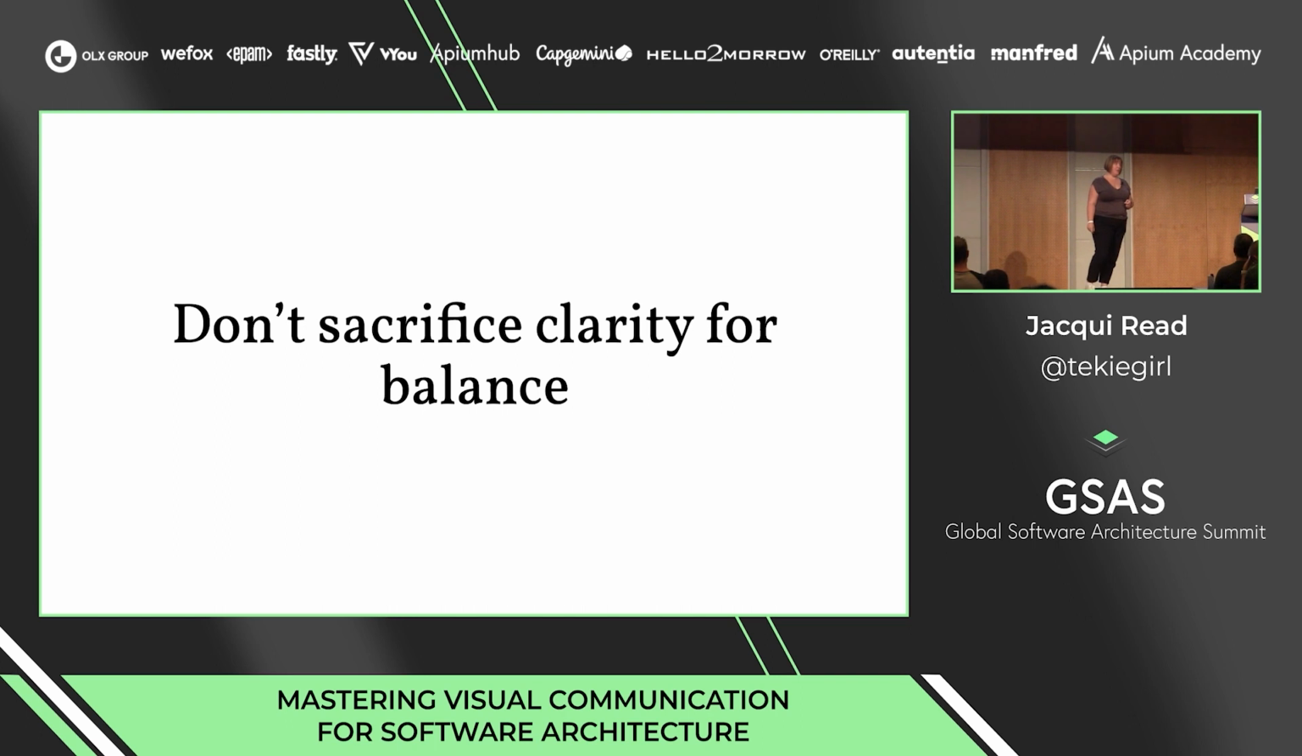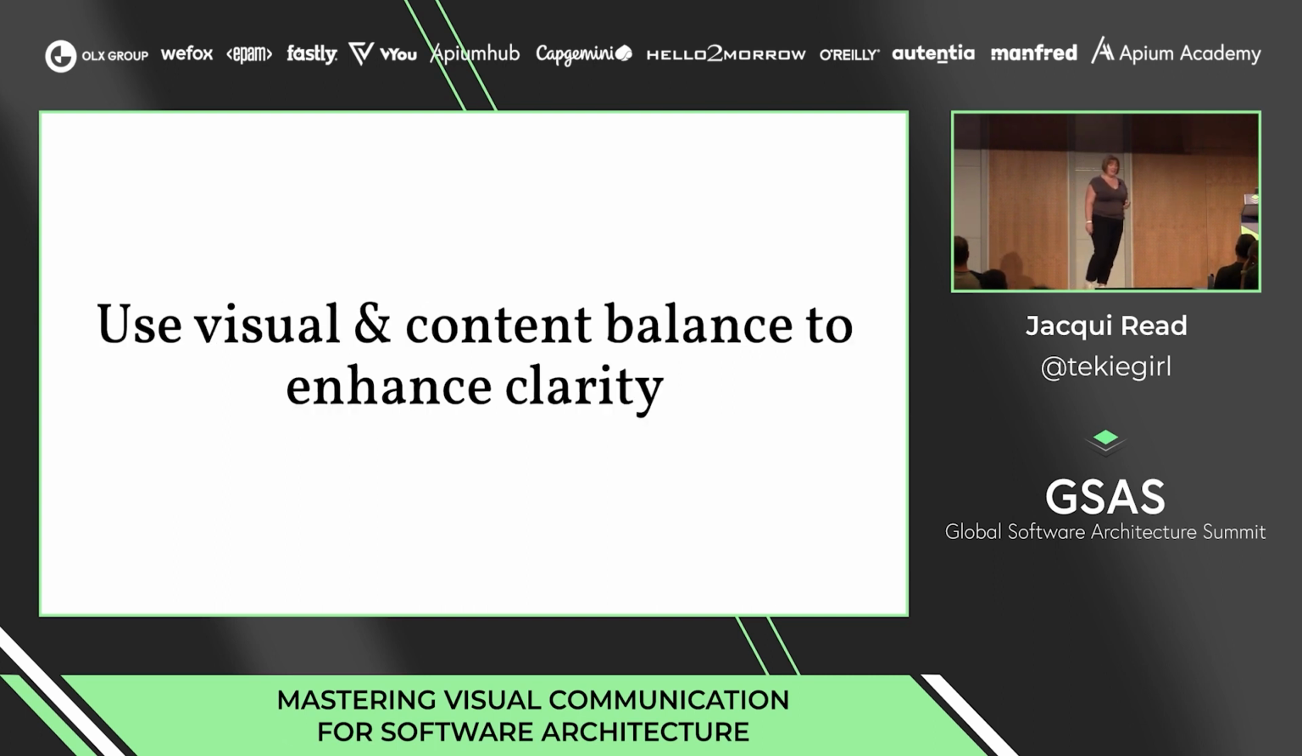But the important thing to remember is you should not sacrifice the clarity of your message to balance it. It might look really pretty, but if people don't understand it, then you've just gone too far. So we can use the visual and the content balance to enhance the clarity and help our audiences to understand and make them a bit happier.